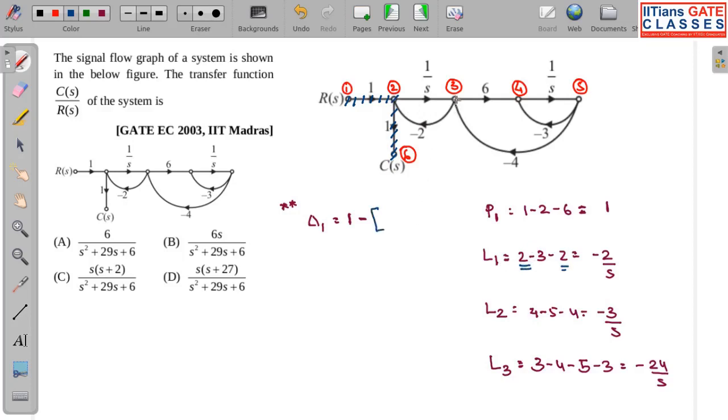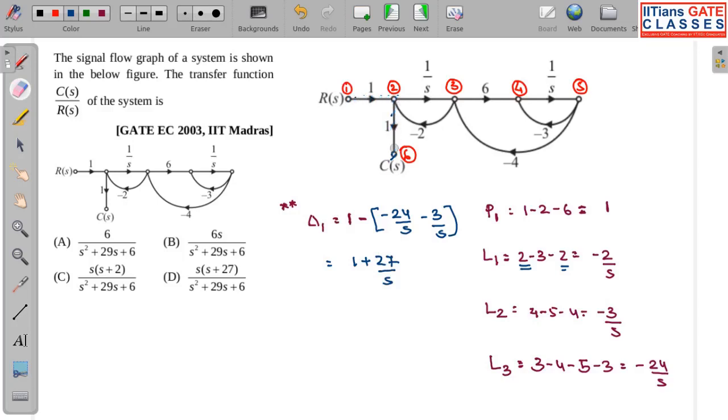So 1 minus the loops that remain: this loop 3, 4, 5 and again 3, which is minus 24 by s, and this 4, 5, 4 is also remaining, which is minus 3 by s. So this is 1 plus 27 by s, your associated path factor for this corresponding path 1.